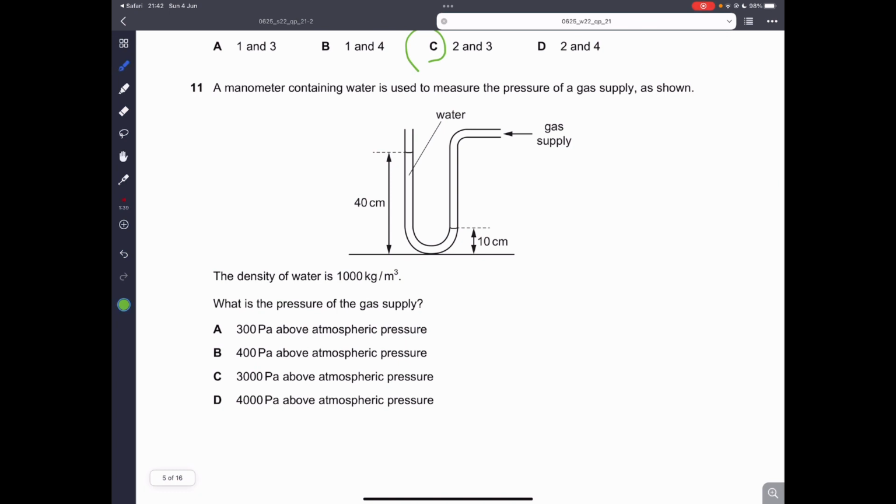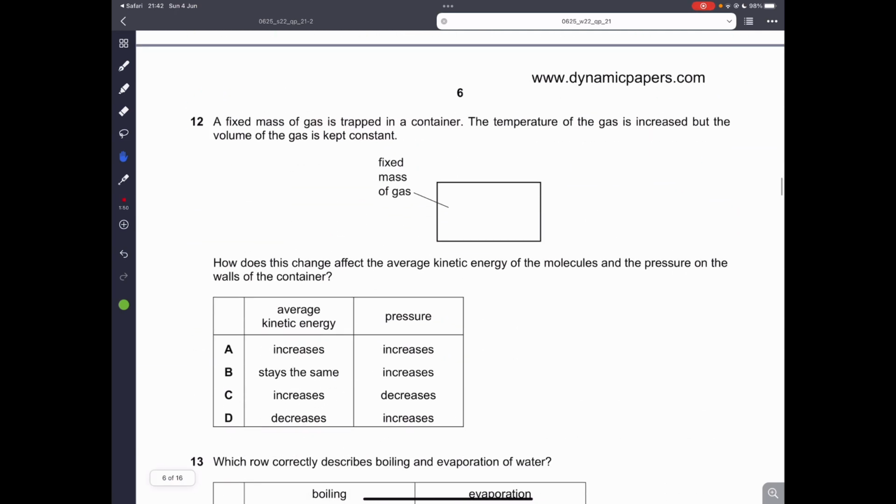Question number 11. Okay, for this question, the manometers and barometers are not part of the 2023 syllabus anymore, so we can skip this entirely, and you don't have to learn about this topic.